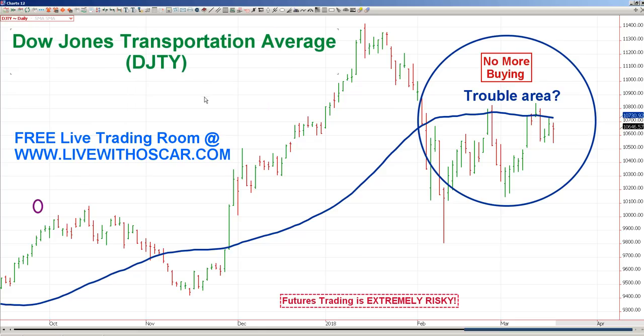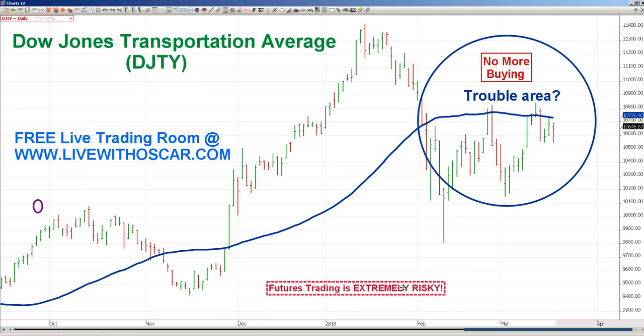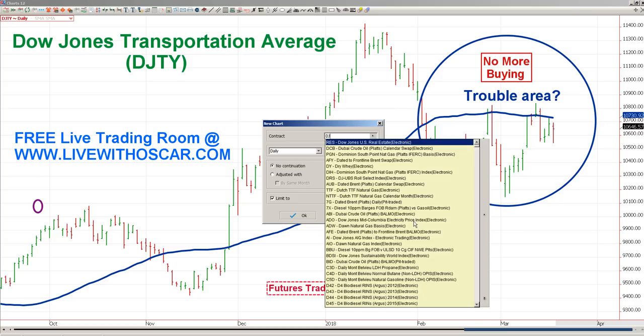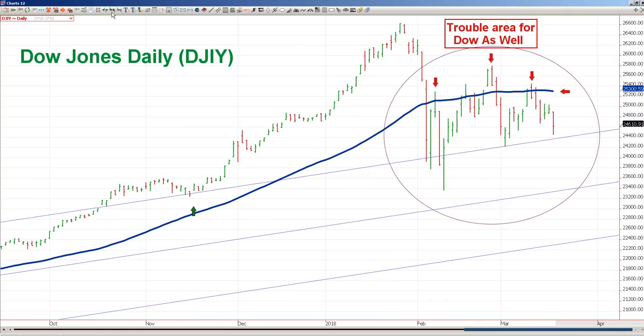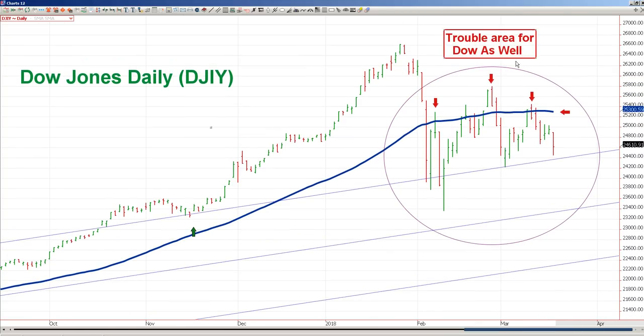So you've seen the S&P cash market. This is the Dow Jones Transportation Average. Now let's look at the Dow Jones Industrial Average. Look at this chart. The same sort of action is now beginning to take place on the Dow. Trouble area for the Dow as well, right? It tries to get above the average, fails, gets above momentarily, fails, does get above, but literally lasts 1 day, 2 days, and boom, on day 3 it was back below.